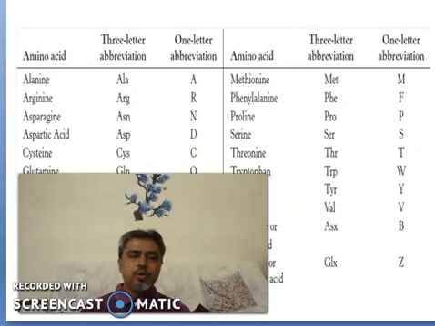So you have to write your name. Sometimes it is asked in the examination to write down your name as amino acid structures. So on the basis of these letters, you can write your name.